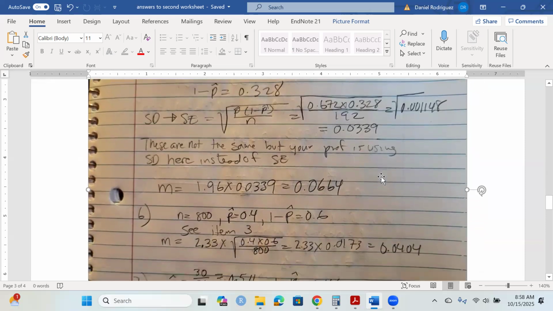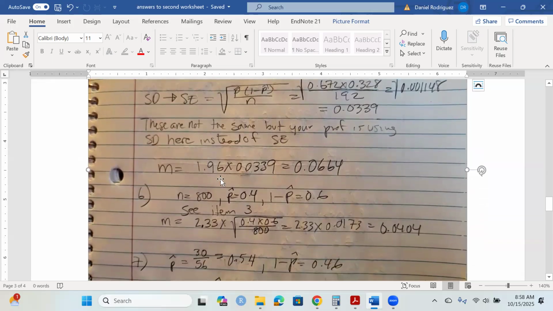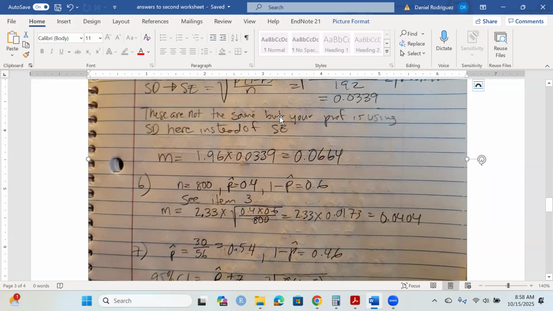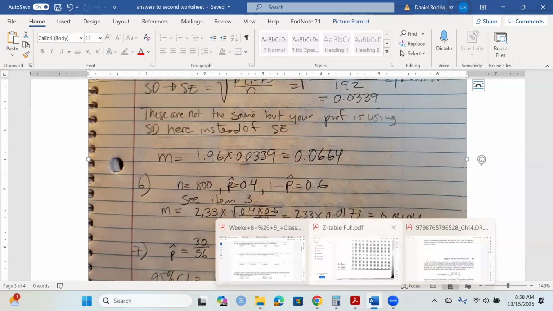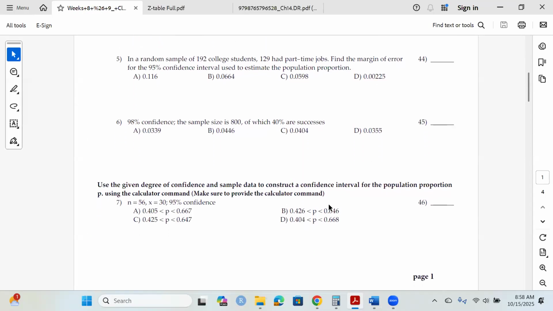The margin of error is 1.96 times 0.0339, or 0.0664. So we look for that answer, 0.0664, and there it is.